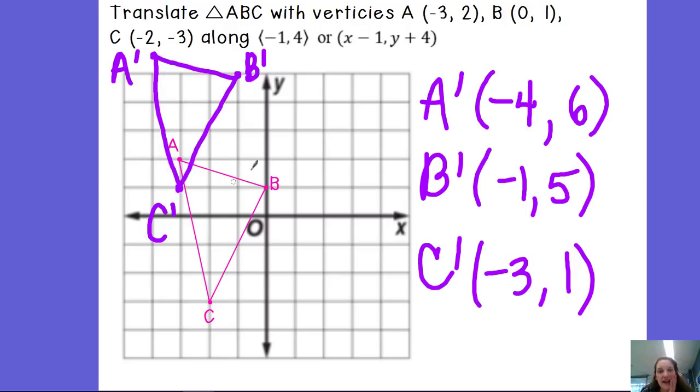If you think about how I got from the pink triangle to the purple triangle, I went to the left and I went up. My x value in my vector is negative, which is telling me I'm going to the left. My y value is positive, which is telling me I'm going up. So I'm just adding this number to my x coordinate, adding the 4 to all my y coordinates.